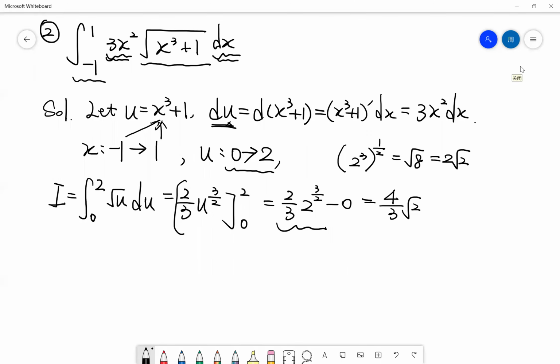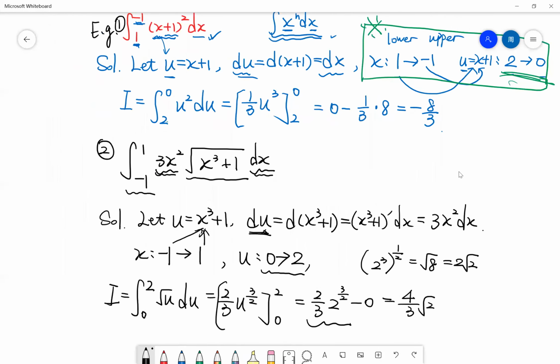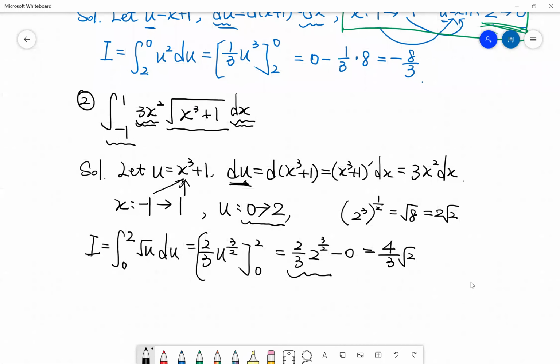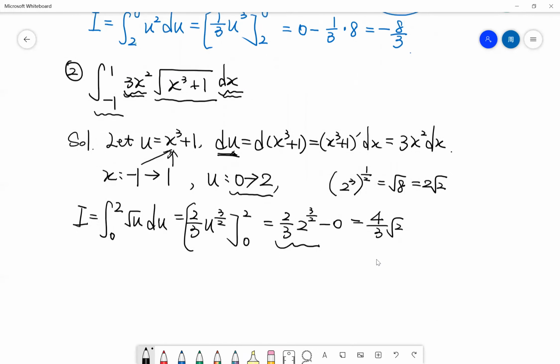Any questions here? Any questions for this question? We use the substitution rule here. Few of you did it correctly. So, any doubt about this substitution rule? So don't forget to change the limit here.